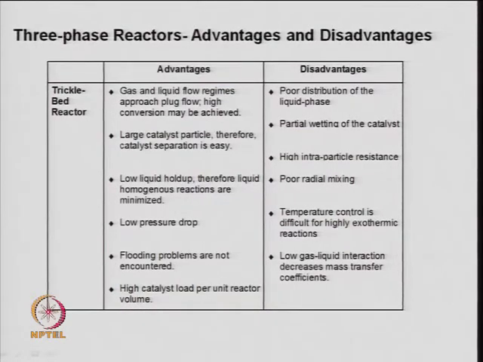So, these are some advantages of a trickle bed reactor, which I would like to explain here, because these are widely used reactors in the process industry. The gas and liquid flow regime approaches a plug flow. If you properly control the gas flow rate, liquid flow rate, and the type of catalyst, size of the catalyst particle, shape, then one can approach a plug flow. And when you approach a plug flow, the degree of back mixing is minimized, no axial dispersion, no radial dispersion.